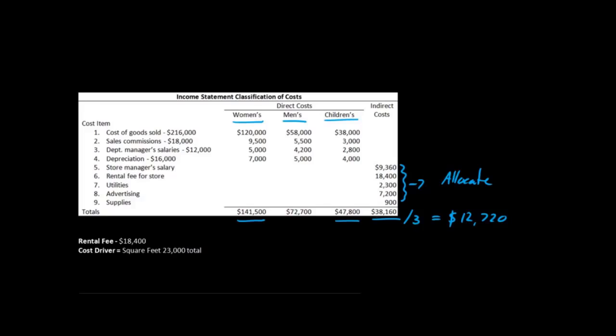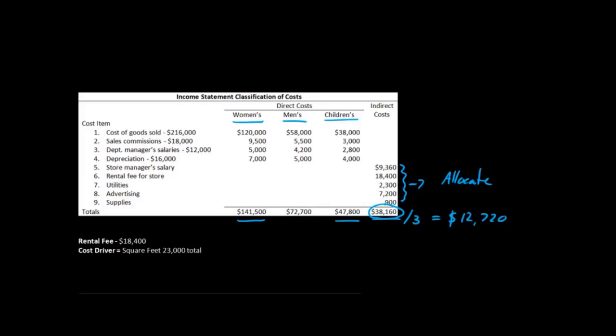But obviously, the men's department and the children's department are going to say that that's not fair. Your department is much bigger than our departments, and you should take more of this indirect cost. So you can see that allocating costs really gets into behavioral issues. It's not always a simple thing. You have to work with people and negotiate the best deal for everyone. So let's look at how we can allocate some of these costs.